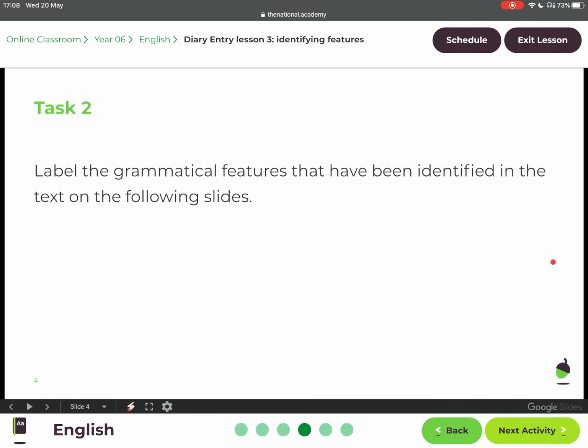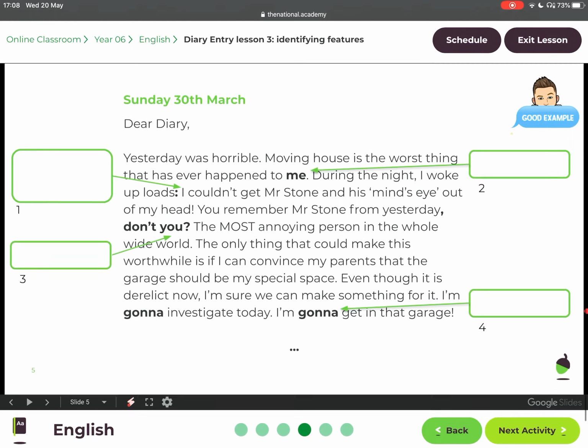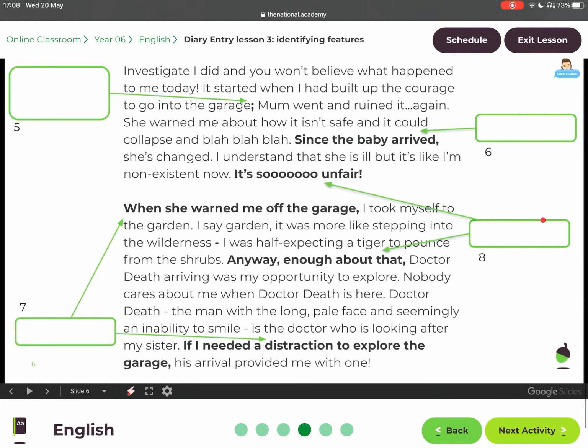So then task 2, label the grammatical features that have been identified in the text on the following slides. So number 1 is a colon. Number 2 is a question tag. Number 3 is a question tag. Number 2 is first person. 4 is informal or chatty language. Number 5 is a semicolon. Number 6 is a fronted adverbial. Number 7 is a subordinate clause.